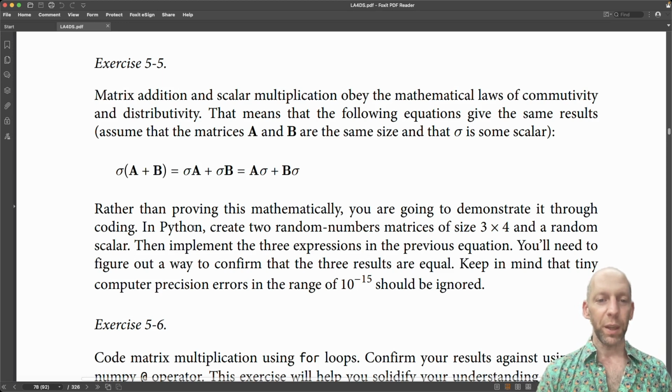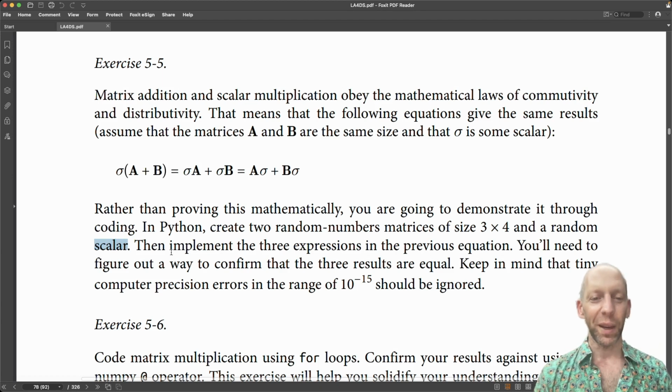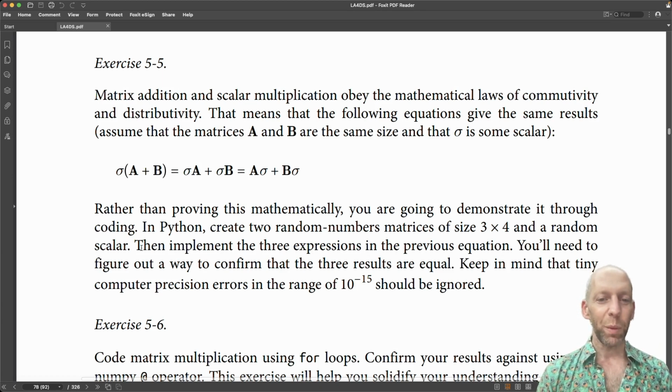Okay, so what you want to do here is generate two matrices of random numbers, both matrices of size 3 by 4, and we're adding these together. So you know that these matrices need to have the same size. Okay, and then we also generate a random scalar. Again, a scalar is just a number. It's not a vector. It's not a matrix. It's just one lonely number all by itself. Okay, then implement the three expressions in the equation. So that's this. There's this expression, and then this expression, and this expression.